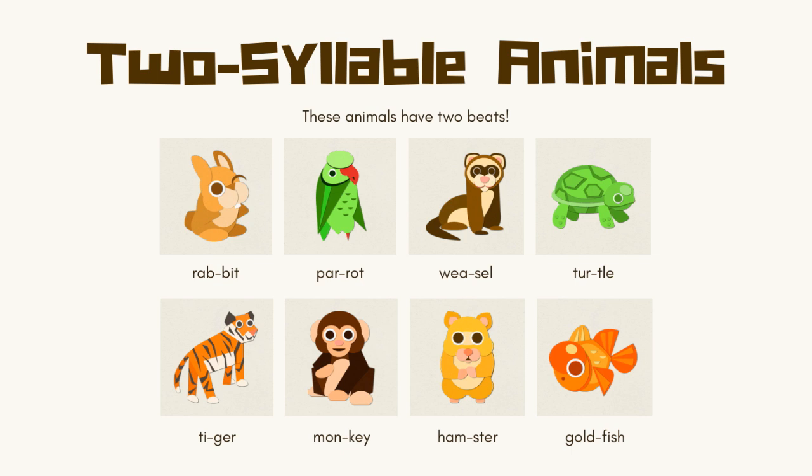Recognizing these patterns helps us understand how animal names are formed and makes it easier to learn and remember them. Throughout our presentation, we've been exploring how words are built and how they help us communicate clearly. Identifying two-syllable animals is a fun way to see that in action. It also shows us the rhythm and flow of language, which is important for both reading and speaking. So keep an ear out for these patterns. You'll find them everywhere in language.